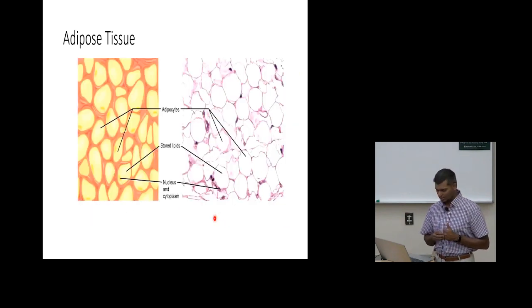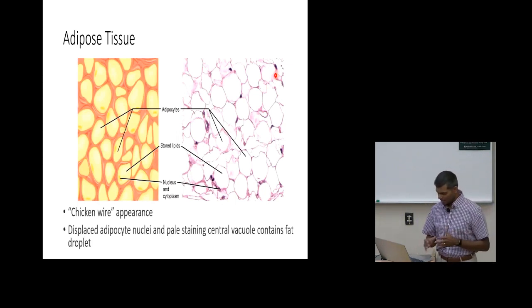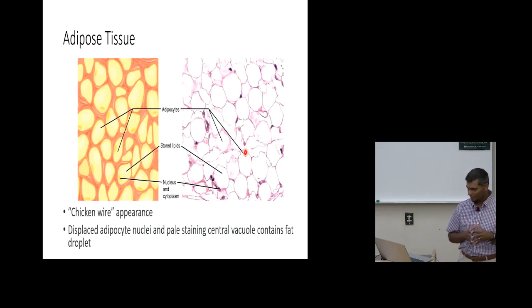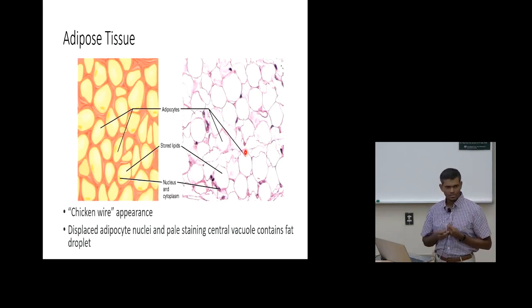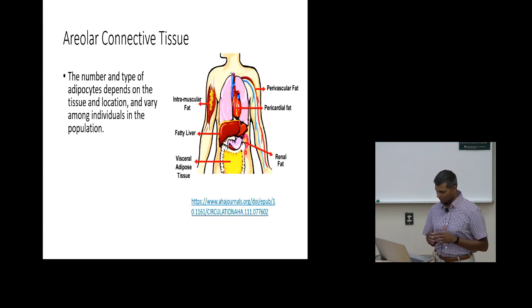And if you look at the histological slide, you'll notice that the nucleus is going to be pushed to one side of the cell because of the vacuole filled with fat, and so it has this chicken wire-like appearance. And notice that these fat droplets are going to stain in a very pale manner. The way these adipocytes are distributed through the body is mainly subcutaneously, meaning under the skin. But there is also something known as ectopic fat, which is distributed in other parts of the body, as shown in this picture here.